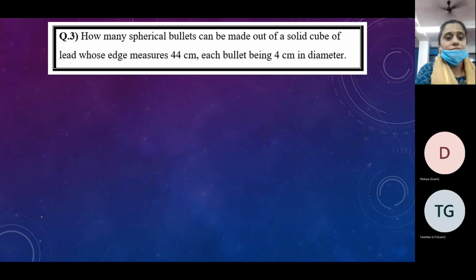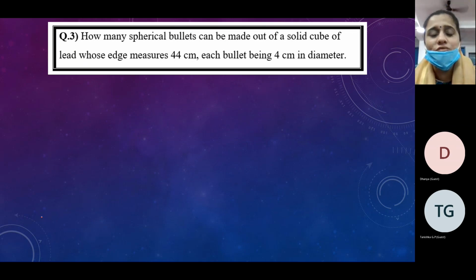All right, there's the next one. How many spherical bullets can be made out of a solid cube? So the two things here are a sphere and a cube. The bullets are in the shape of a sphere and the other solid is a cube. So how many spherical bullets can be made out of a solid cube of lead? Lead is the material. A solid cube of lead whose edge measures 44 centimeters.